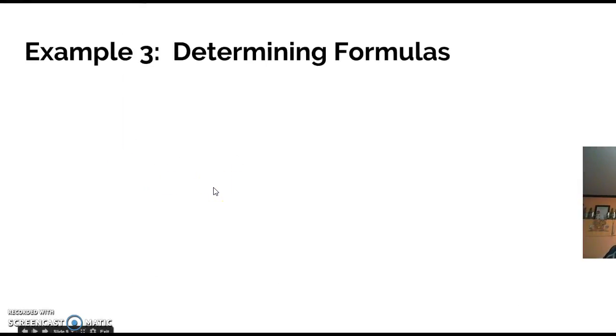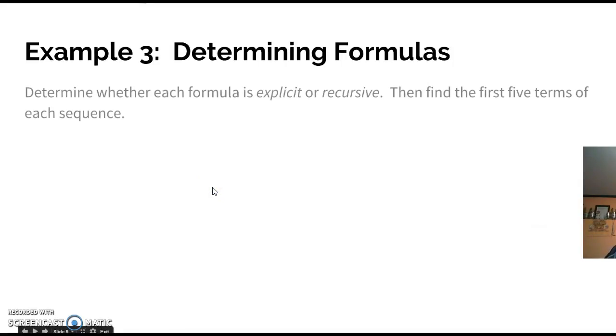Final thing in this lesson is determining formulas. Determine whether each formula is explicit or recursive, then we'll find the first 5 terms. A sub n equals 2 times a sub n minus 1 plus 3, where a sub 1 is 3. Well, in this case, notice that the nth term is defined by the term previous to it. That makes it a recursive sequence.